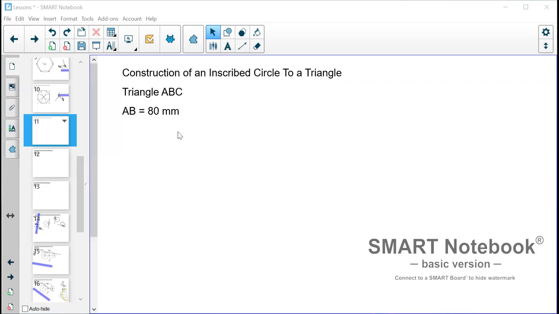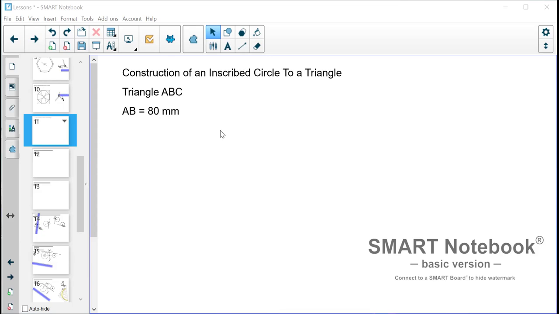Now an inscribed circle is basically a circle that is constructed on the inside of a plane figure that touches all the sides of that plane figure tangentially. And if we can remember the concept of a tangent, it is where a line touches a circle without cutting. So the circle is constructed within the triangle and it must touch all three sides of that triangle without cutting.